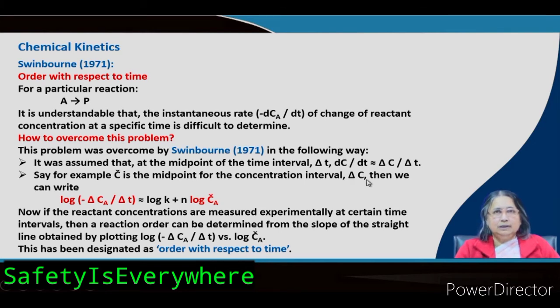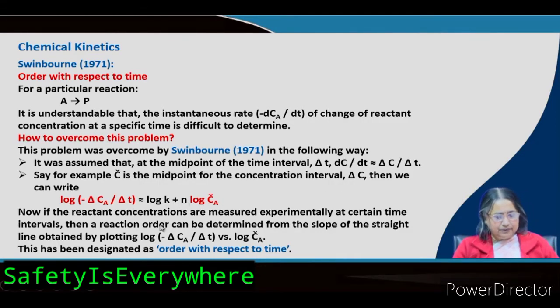So, if you assume this, then you can say that log of delta C by delta t is equal to log K plus n log C average. This is the same expression, but his assumption is that this is the midpoint of delta C, and instead of dCA by dt, he used delta CA by delta t. This is easy to understand.